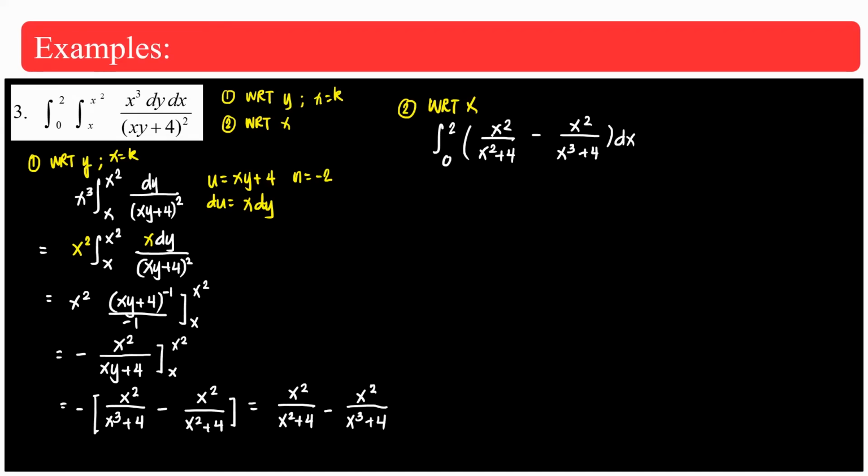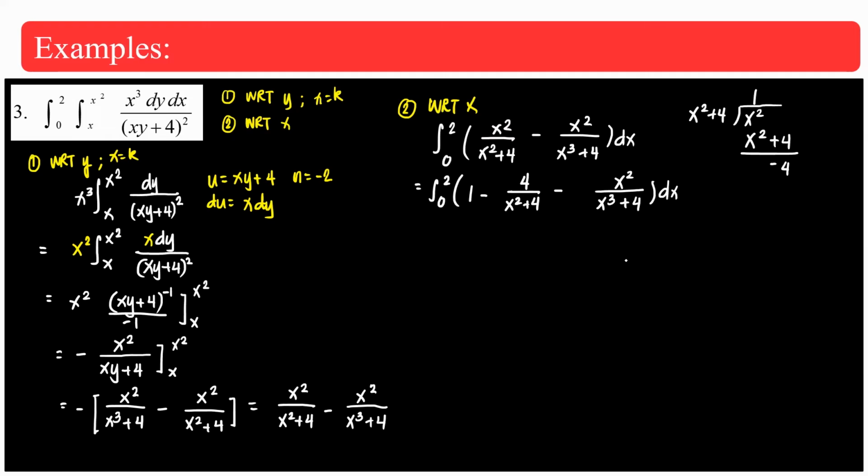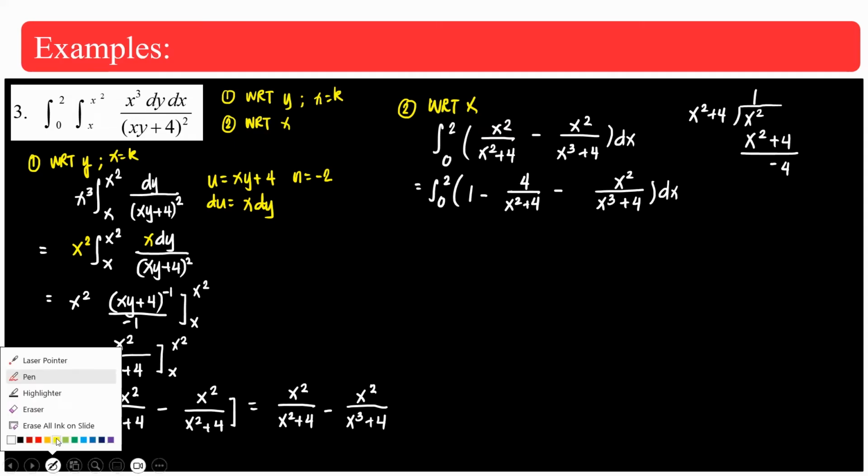The thing is, for the first one, since they are equal in degree, I will have to do long division. x squared, and then here x squared plus 4, that's 1. This is x squared plus 4. So I can bring out negative 4. For the second one, I don't need to do anything with that. So this one, from 0 to 2, 1 minus 4 all over x squared plus 4 minus x squared all over x cubed plus 4 dx.